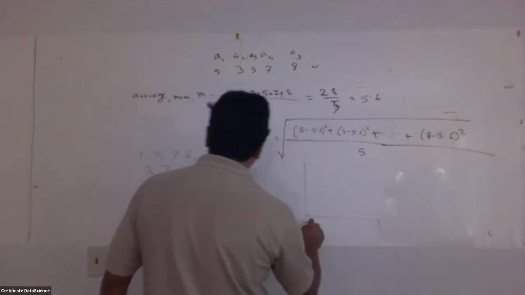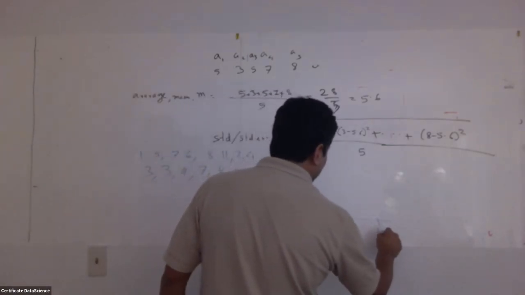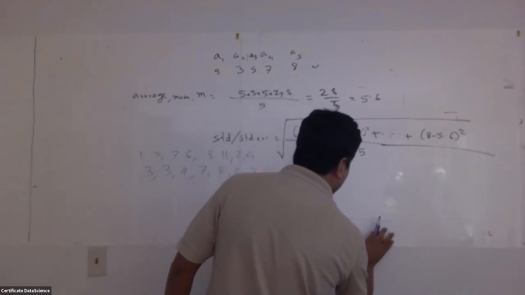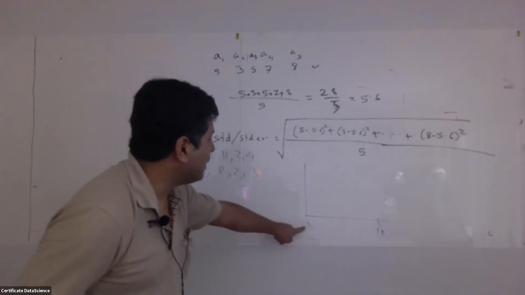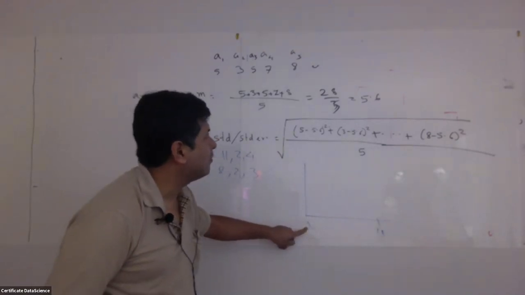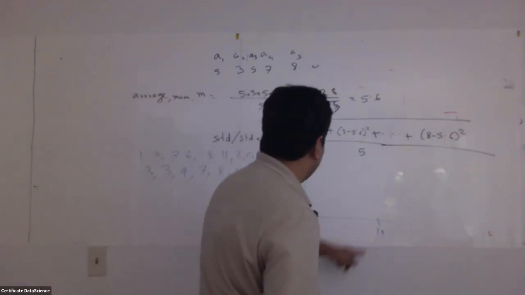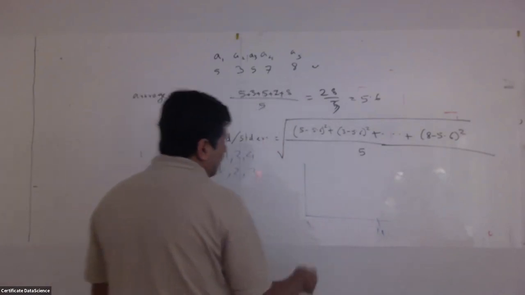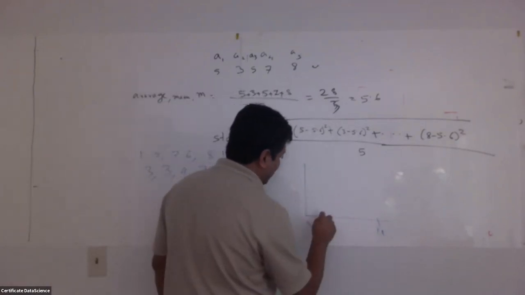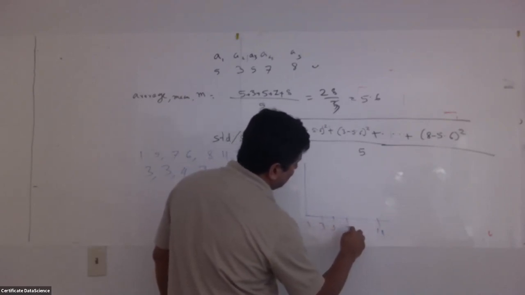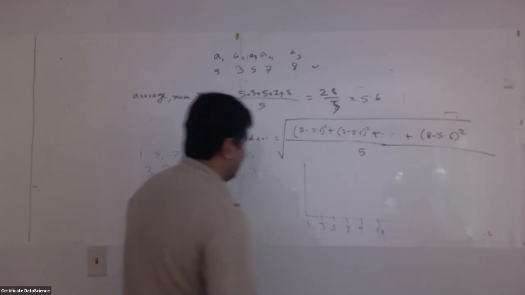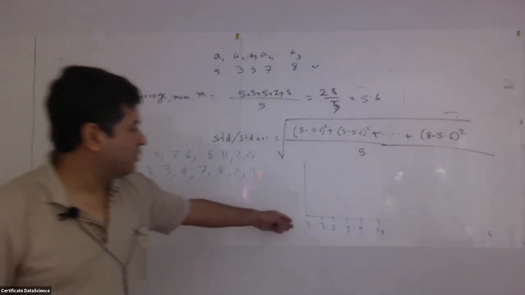Well, between 1 and 11, let's make it 3 pockets. I don't know, all equal. So 1 and 11, that's a range of 10. So maybe I can make it 5 buckets actually: 1 to 3, 3 to 5, 5 to 7, 7 to 9, 9 to 11. Okay? So far clear, right?